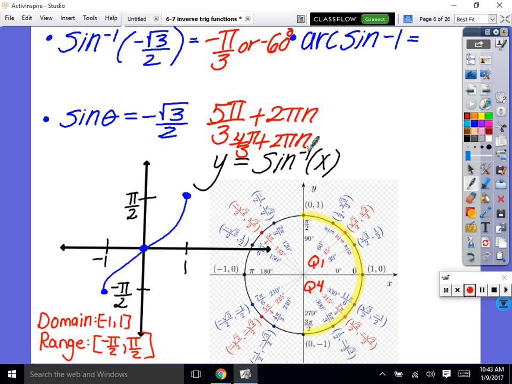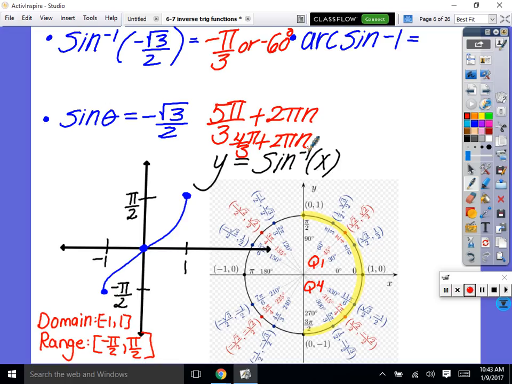Okay, let's go back to arc sine. I only wanted to show you that once. Sine inverse of, so it says, when is our angle of sine negative 1?